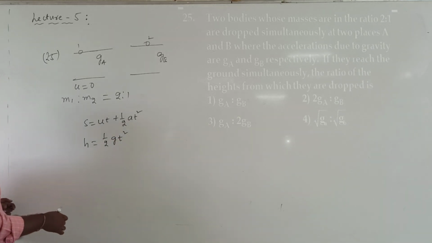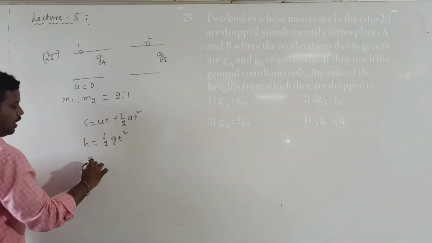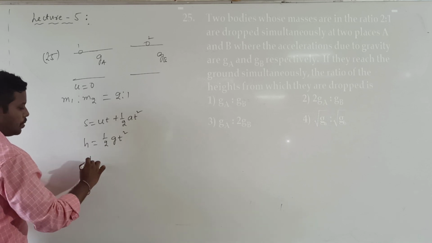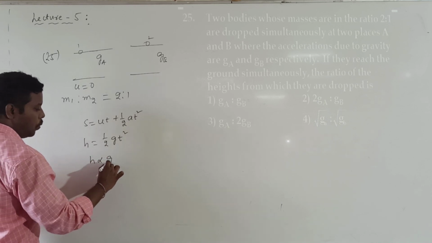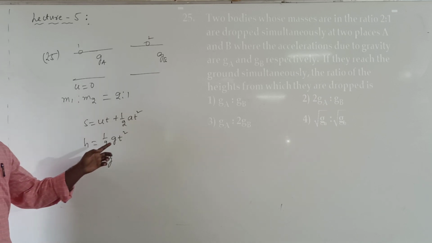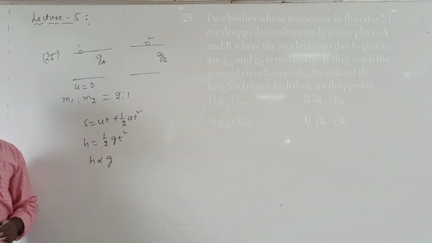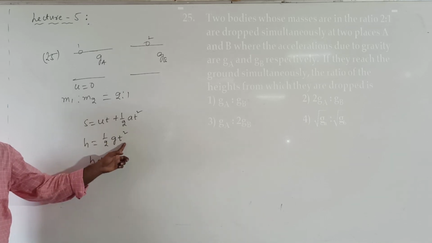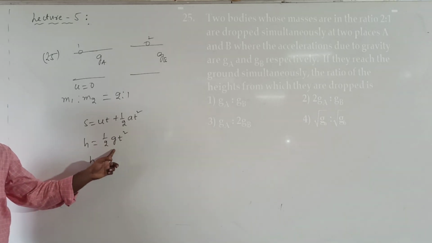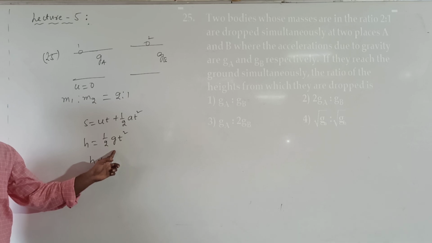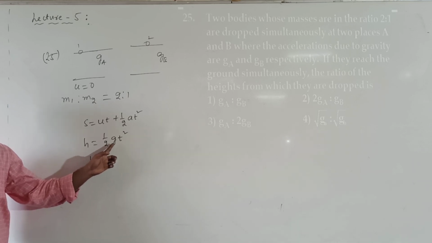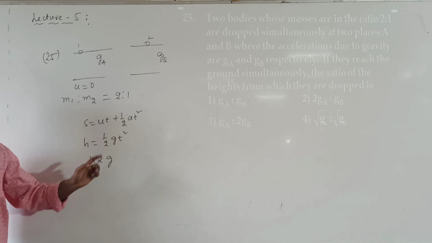This height value does not depend upon mass. Height value is directly proportional to which one? Here, g. Why? Because they have given that the time taken is the same. Simultaneously both are reaching the ground, so t value will be the same. When t value is the same, g value at a given place we consider the same. But from place to place, g value is not the same. Understood now? So g value is not the same.